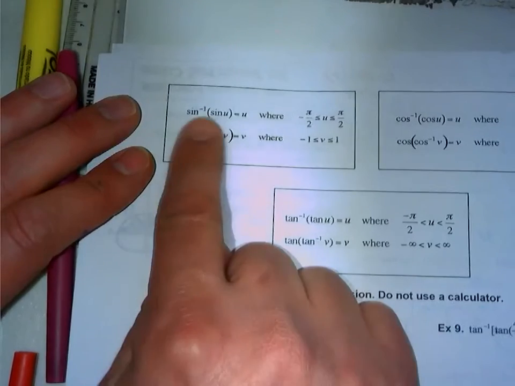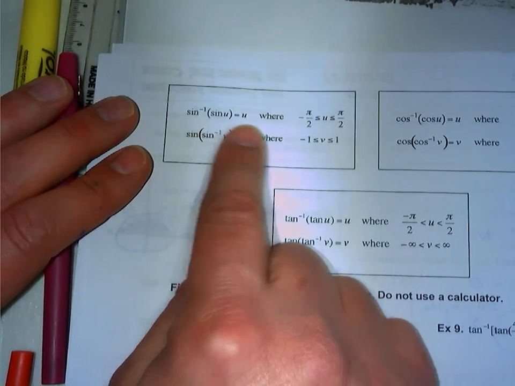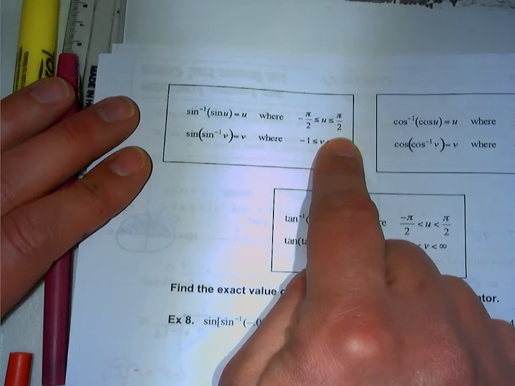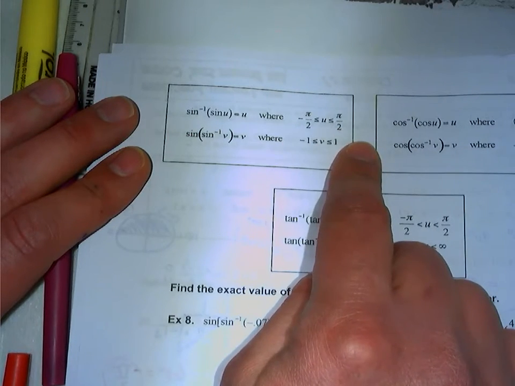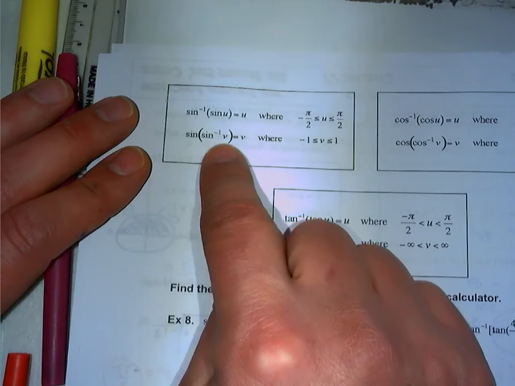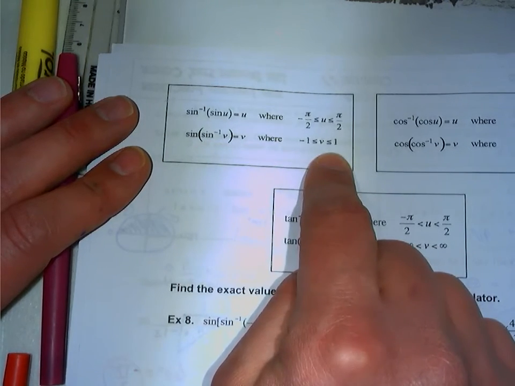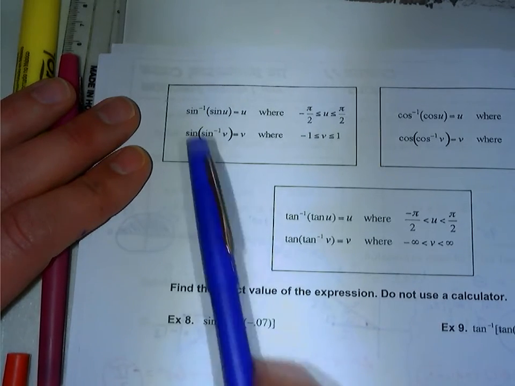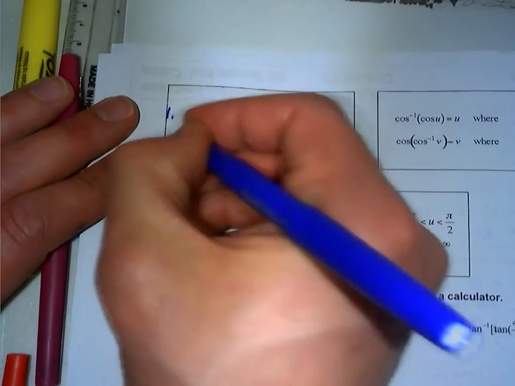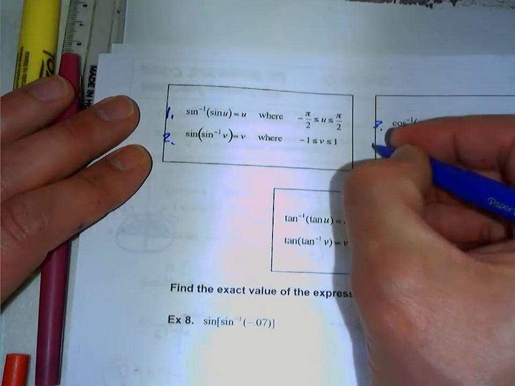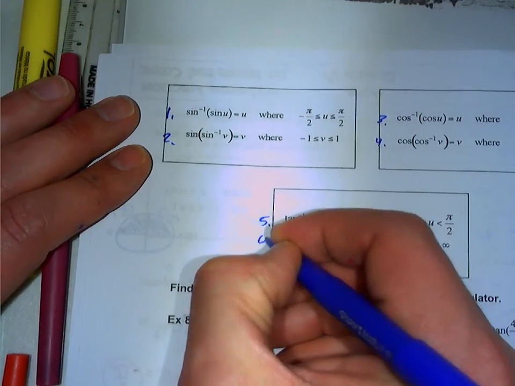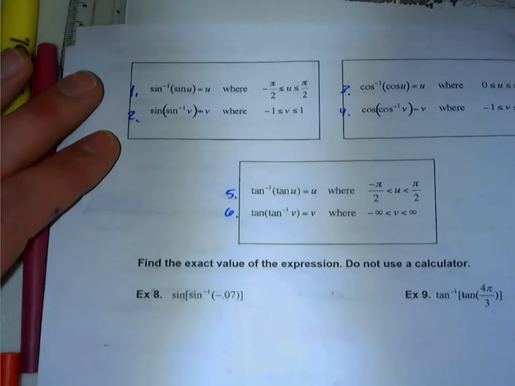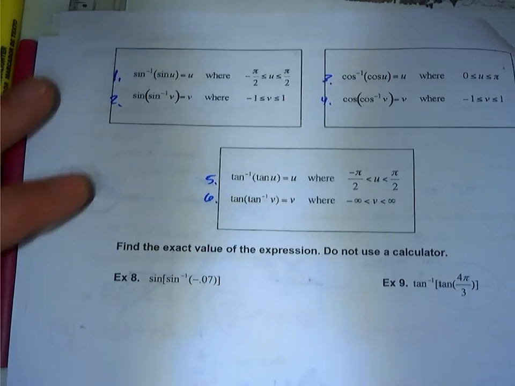So basically what this states is the inverse sine of the sine of u is u only if u is between -pi over 2 and pi over 2, between -90 and 90. And the sine of the inverse sine of v is v only if v is between -1 and 1. There are some constraints there. You'll see that there are actually 6 of these: 1, 2, 3, 4, 5, and 6. You don't have to memorize these on a quiz or test. I wouldn't be freaking out about this. So there's 6 of them here.